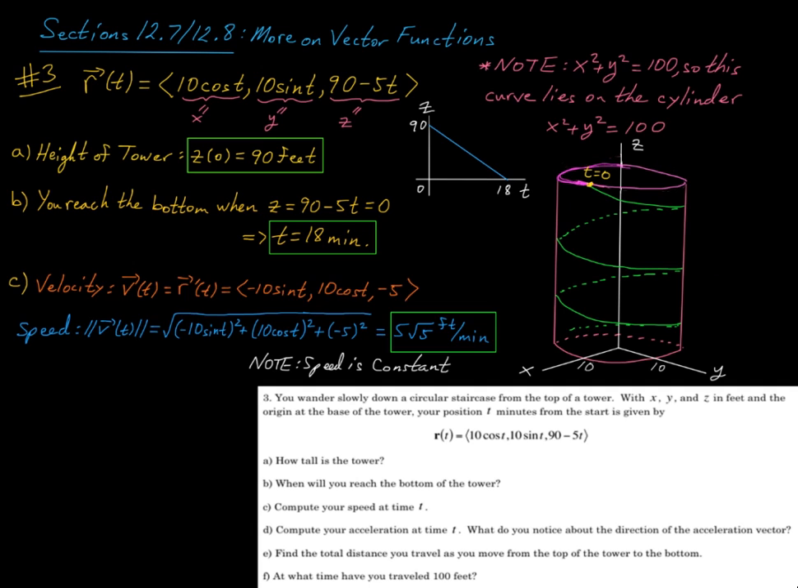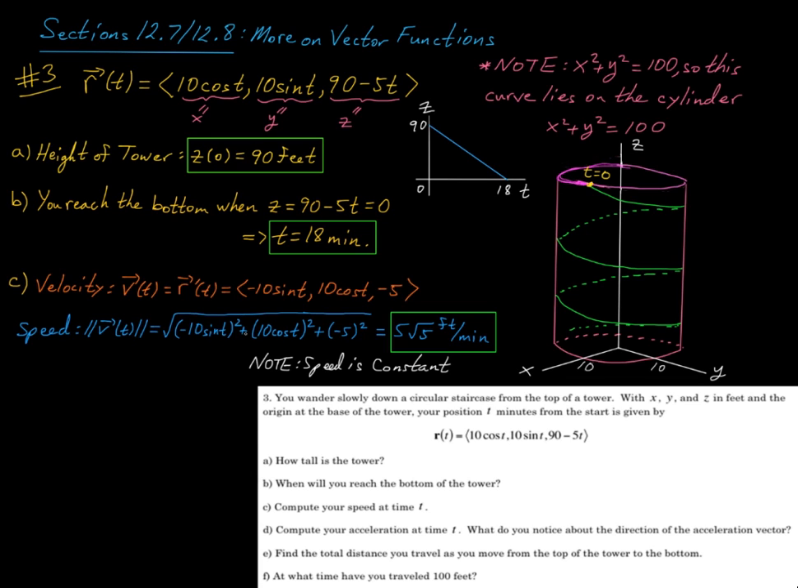Well, for that, you want to first find the velocity vector. And so to find the velocity vector, you want to just differentiate the position vector component-wise. So you'll get negative 10 sine t, 10 cosine t, negative 5. The speed then is the magnitude of this velocity vector. So that's the square root of the sum of the squares of the components of the velocity vector. So we have negative 10 sine t squared plus 10 cosine t squared plus negative 5 squared.